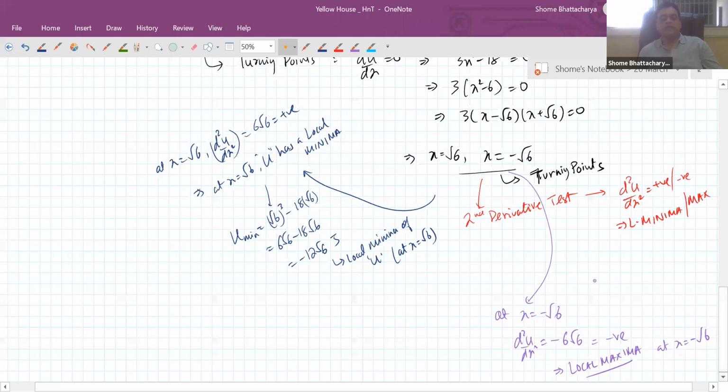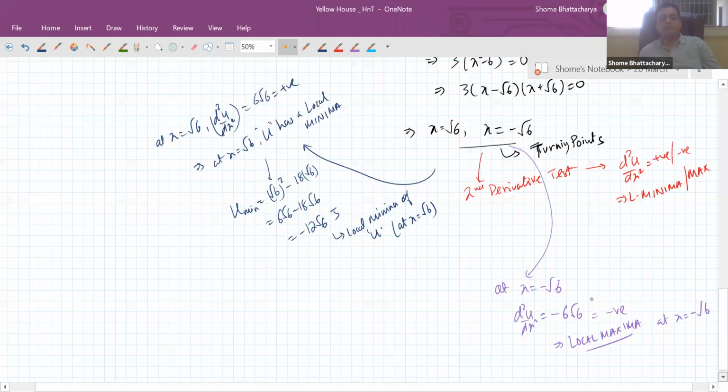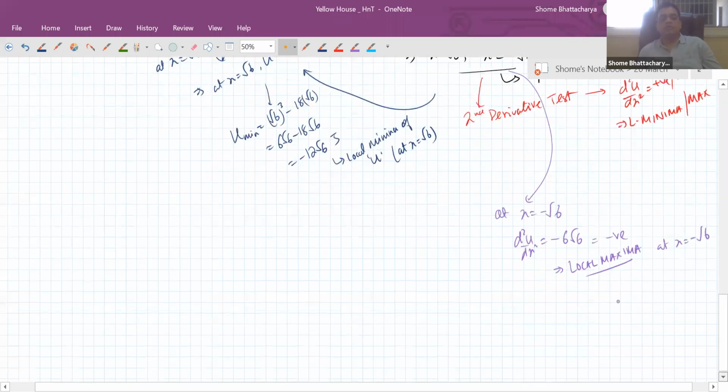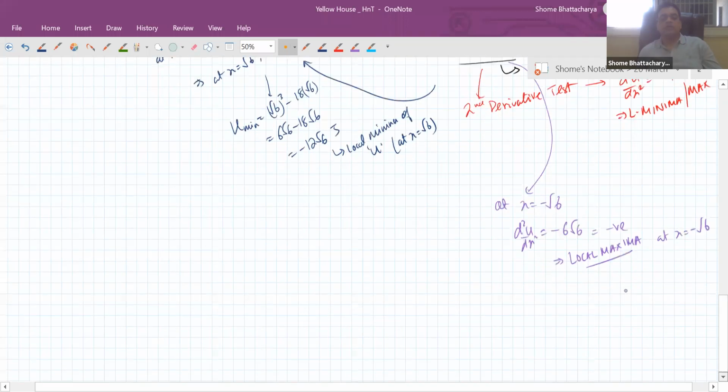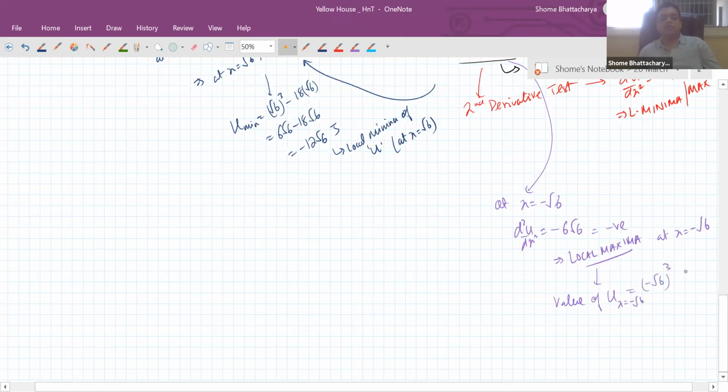And that local maxima has a value of u at x equal to minus root 6. So that is minus root 6 cube minus 18 times minus root 6. So this will become minus 6 root 6 plus 18 root 6. So its value is plus 12 root 6. So this is the value of the local maximum.